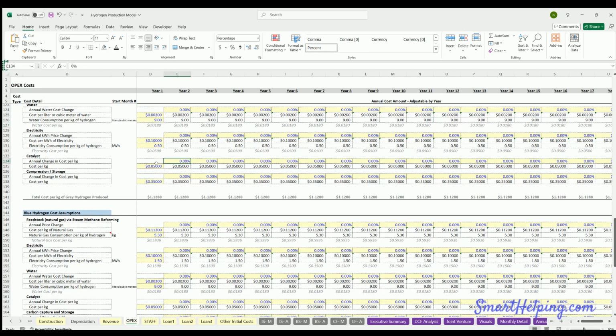And then you can adjust the price of these each year if you want. I've set everything to 0, but like if this is 1%, okay, now everything's going up by 1%, and you can adjust these over time as well.